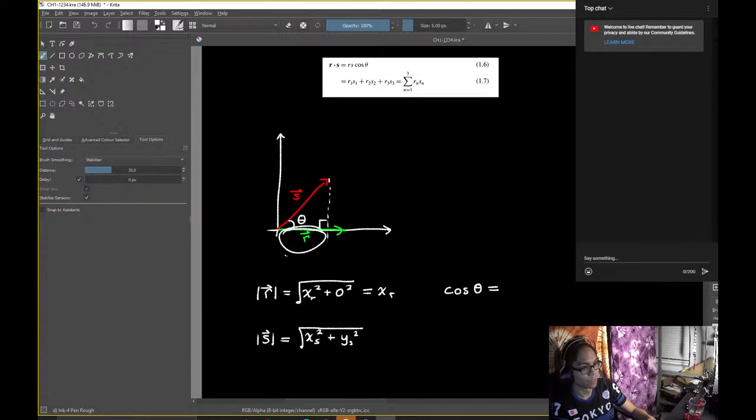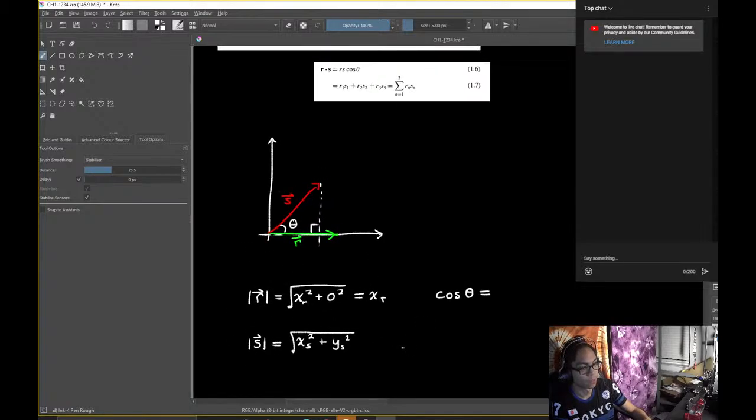Magnitude of R is basically that one. And magnitude of S is that guy. So this is basically the hypotenuse. This is the adjacent. And cosine is SOHCAHTOA, adjacent over hypotenuse. And it's going to become adjacent. Where's adjacent? I keep forgetting. What is adjacent? XR. There you go. XR over, and hypotenuse is S, xs squared plus ys squared.